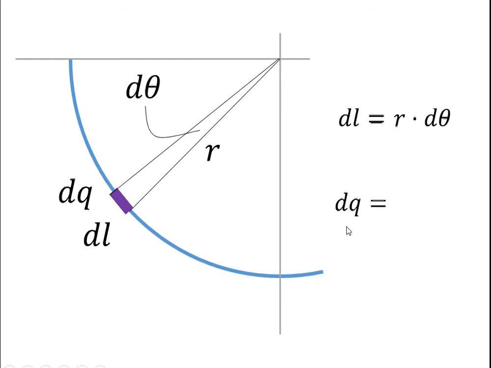And the amount of charge, well, if lambda is the charge distribution and it's constant, the dq is going to be lambda times dl, but we can substitute in that dl is r d theta. That's going to give dq is lambda r times d theta. That was the expression that appeared on the previous slide.